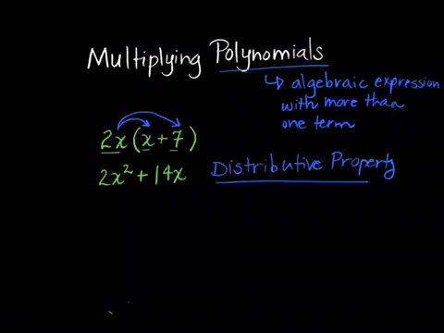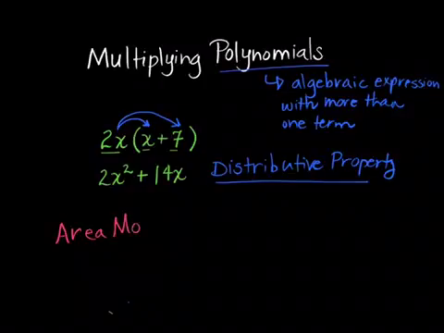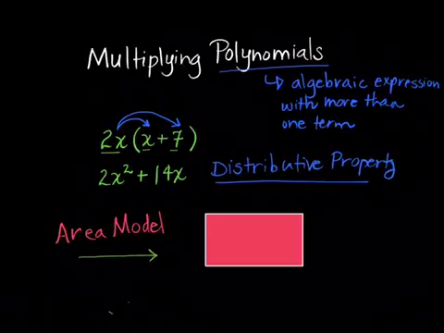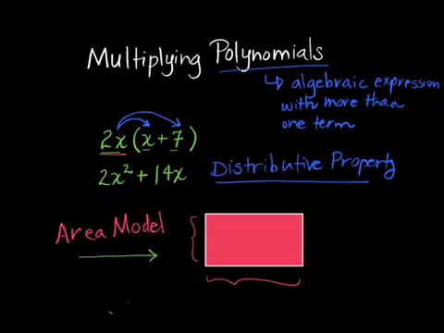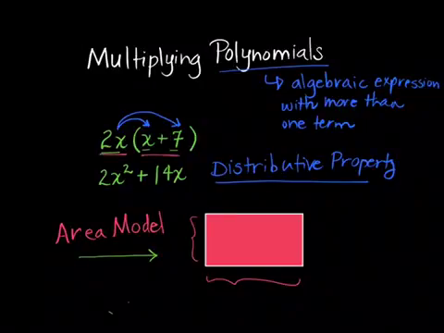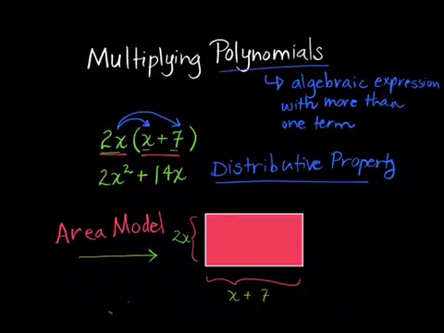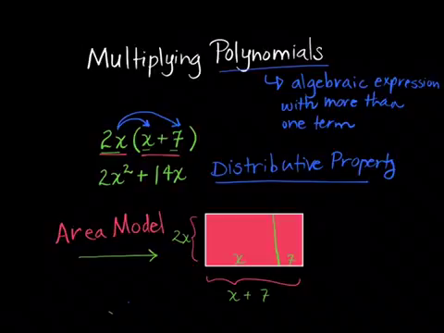I'm going to introduce now another model, and we're going to call it the area model, because we know that the area of a rectangle is the base times the height, so the product of its base and height, and we can use our two factors as the base and height of a rectangle. So we're going to label the height 2x and the base x plus 7, and we're going to divide the base into its two pieces, x and 7.